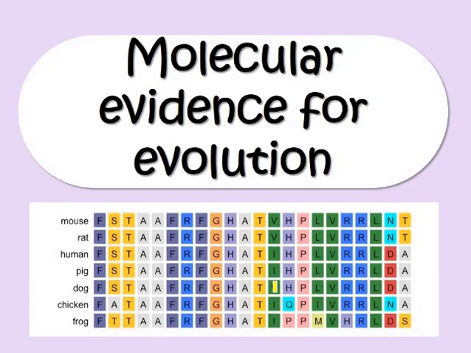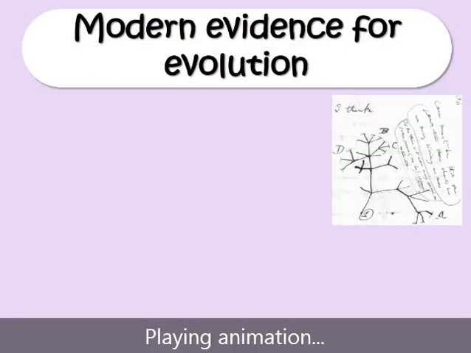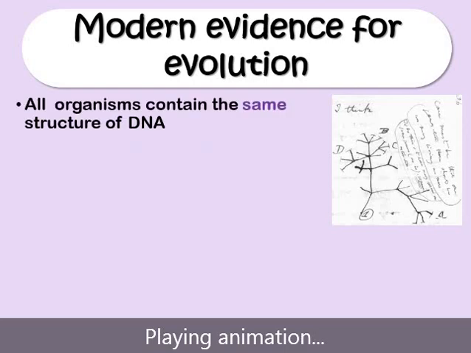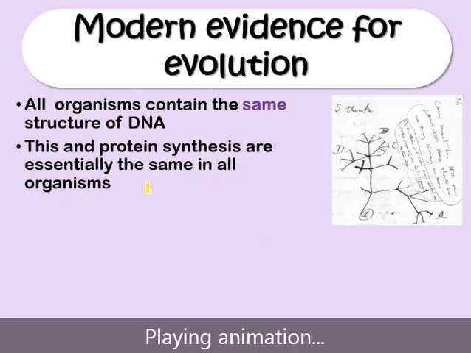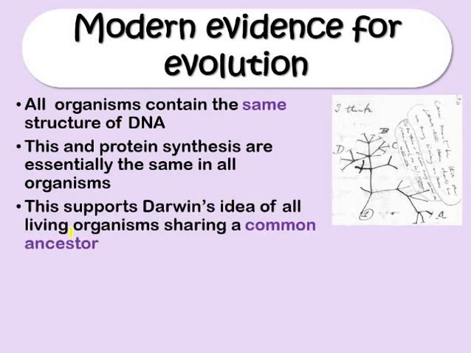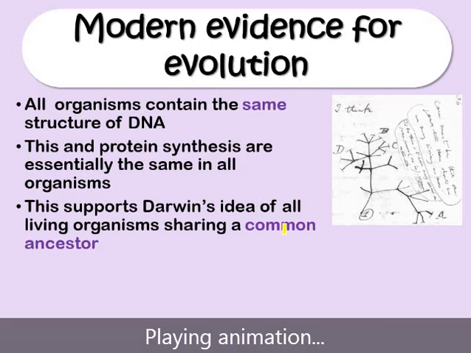And finally, we can start looking at molecular evidence for evolution. So, all organisms on the planet contain a very, very similar structure of DNA. This and protein synthesis are very similar in every organism on Earth. And that supports Darwin's idea of all living organisms sharing a common ancestor.